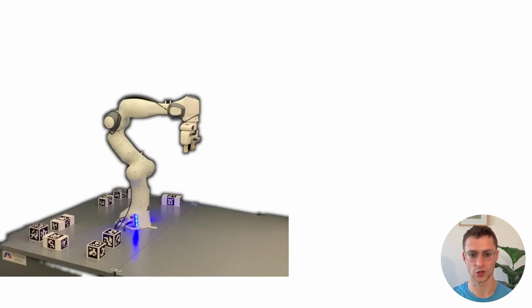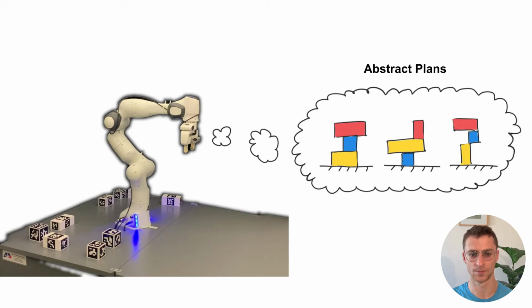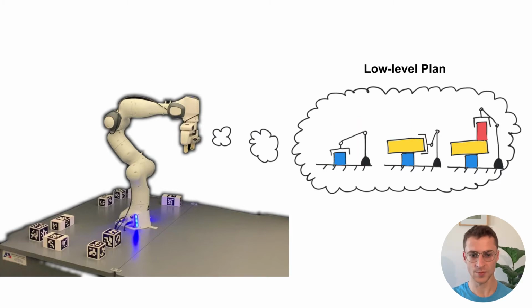Long-horizon sequential manipulation tasks, such as building a tower from blocks, can be effectively addressed by first planning in an abstract action space, which abstracts away low-level motion plans and grasps. For example, here, an abstract plan is an ordering of blocks and the relative poses between them. Once an abstract plan is found, the robot performs low-level motion planning to determine the motions and grasps it must use to achieve the desired tower.